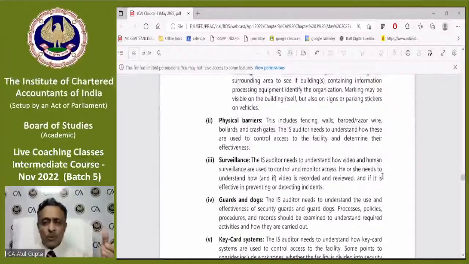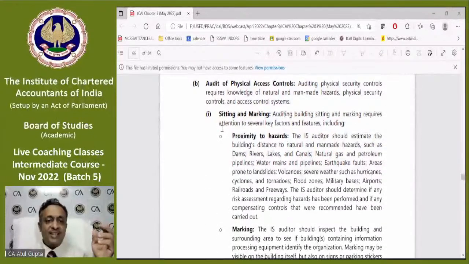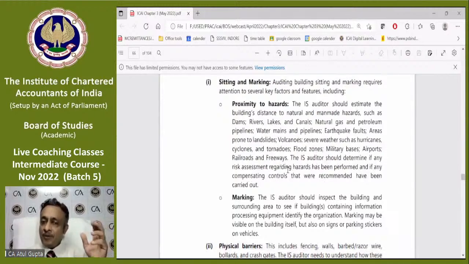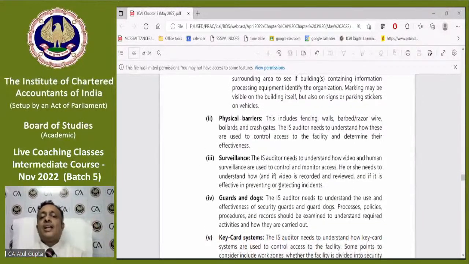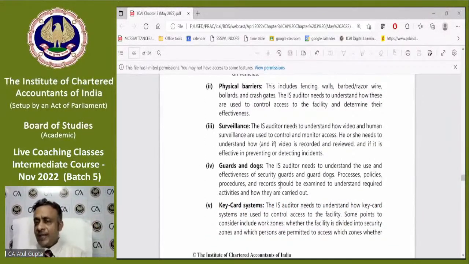So I think these words are clear. Let us just do a fast recap. Audit of physical access: the auditor sits and marks the proximity to hazards and marking of it, what controls are there or not. Physical barriers, the walls, etc., whether they are there or not. Surveillance, CCTV video, whether it is there or not. Guard and dog and key card system. So that is for physical access controls.